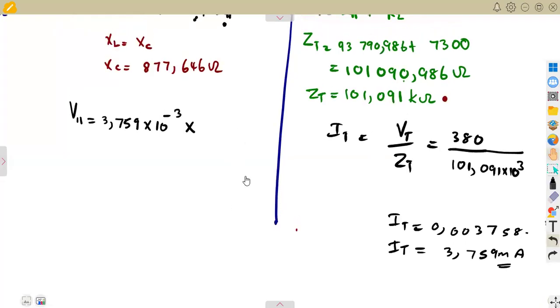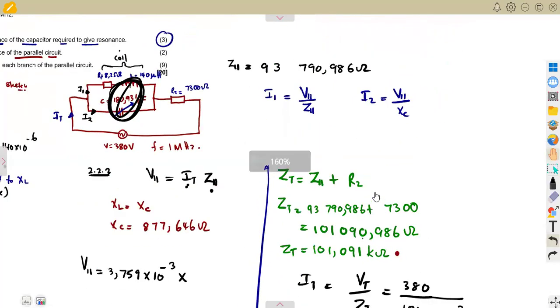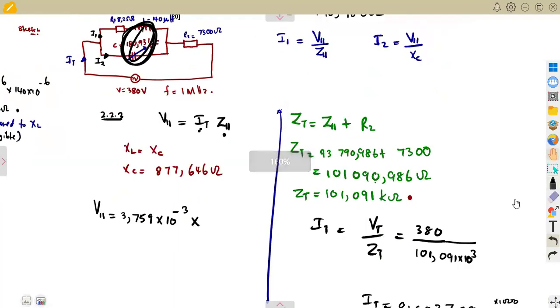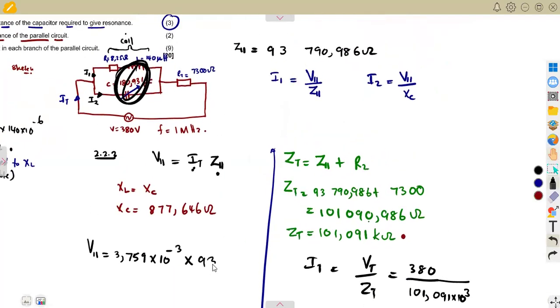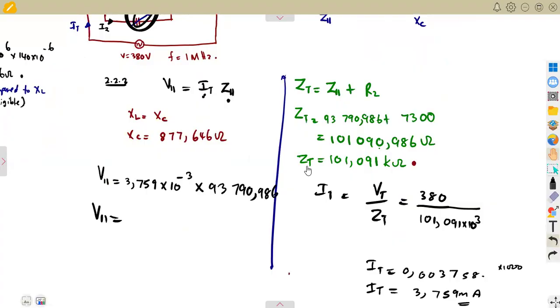Then considering the impedance of the parallel, remember that value that we had before, that is 93790.986. This gives us the voltage in the parallel combination if you consider these calculations. That gives us something like 352.560, which is just 0.56. So there we are done.